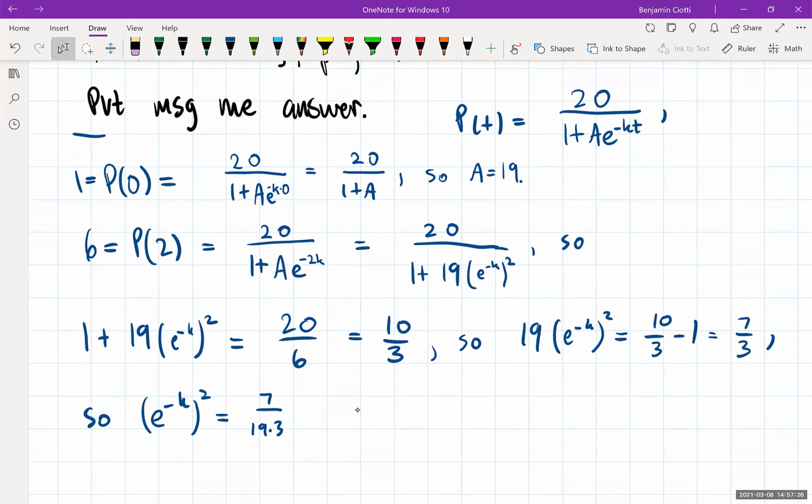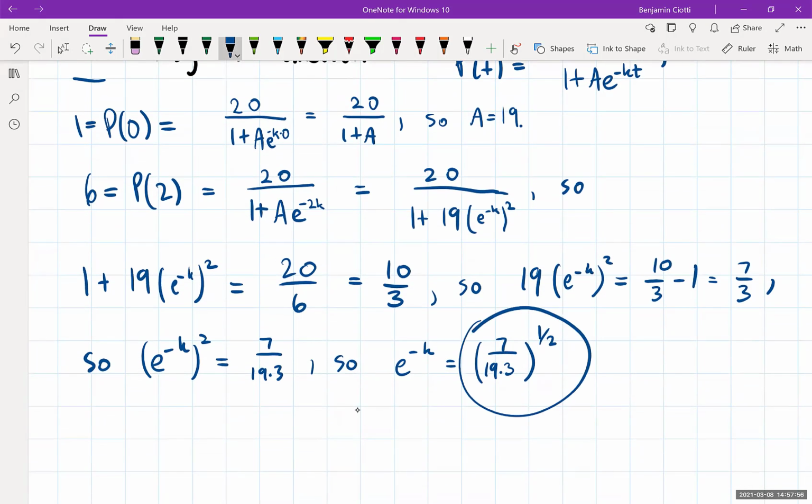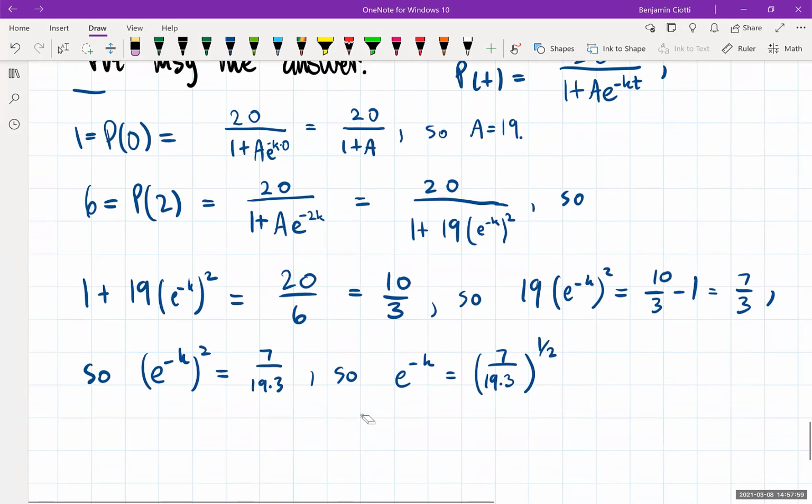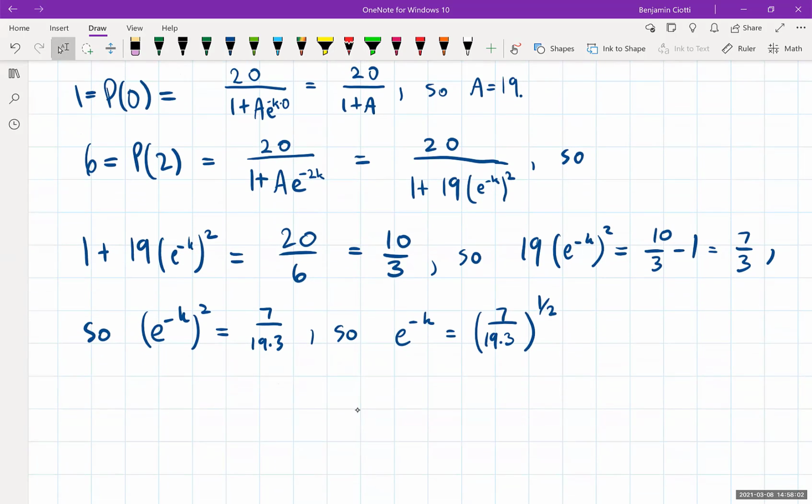I distributed the 6 to the denominator, and then I thought that I did my math right. Clearly not, because I don't know what happened. Okay, well, here's my e to the negative k. As I mentioned, you don't actually have to find k. You could if you want, but you don't have to, so I'm not going to bother finding it. It's sufficient to just find what e to the negative k is.